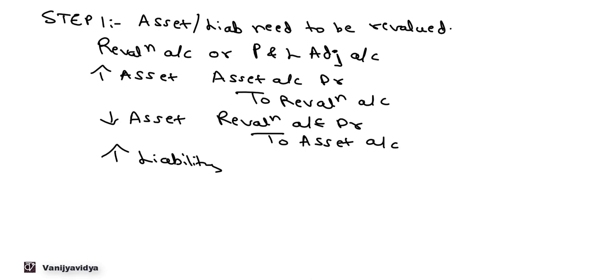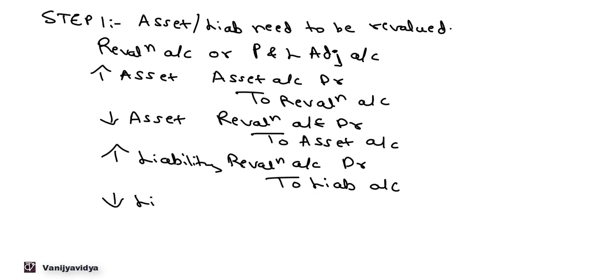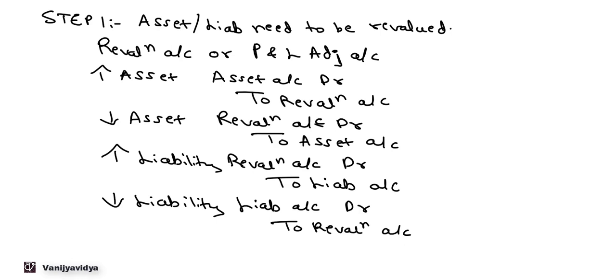Whenever there is an increase in the liability, then the revaluation account is debited and the liability account is credited. If there is a decrease in the liability, your liability account is debited and the revaluation account is credited. So now, on the credit side of the revaluation account, there is either an increase in the asset or a decrease in the liability, whereas on the debit side of the revaluation account, there will be a decrease in the asset or an increase in the liability.